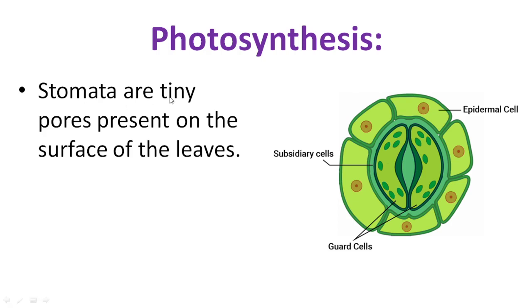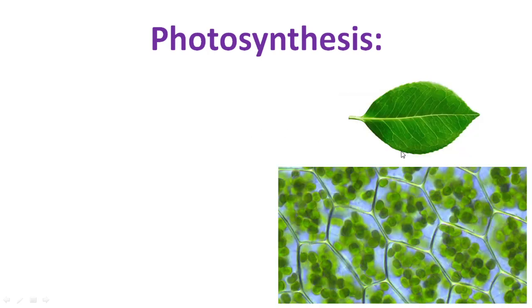Okay, so stomata, they are very small holes present on the surface of the leaves, and then we have epidermal cells and subsidiary cells surrounding the guard cells. Okay, so you have to draw this particular diagram.